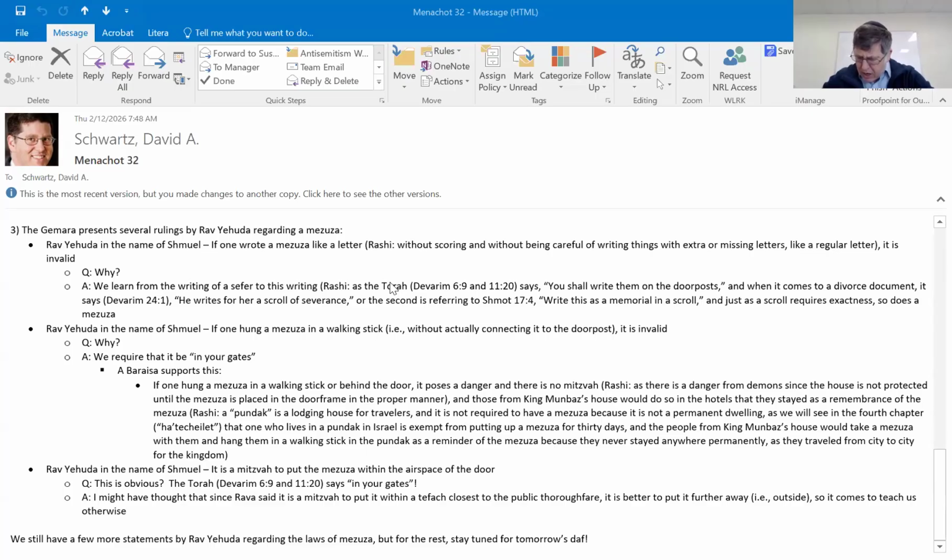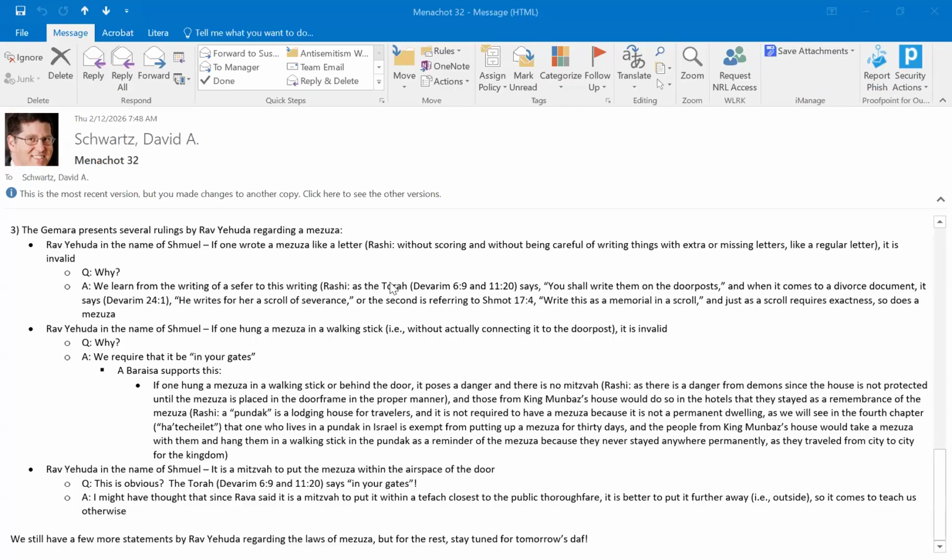They would hang it at the inn with a makel, with a nail or rod, until the morning, as some remembrance of there being a mezuzah. Because they were never anywhere for a long time, never anywhere that would require them to put up a mezuzah, they took a mezuzah everywhere. They would go everywhere as part of their rulership of the kingdom. So that's statement number two.